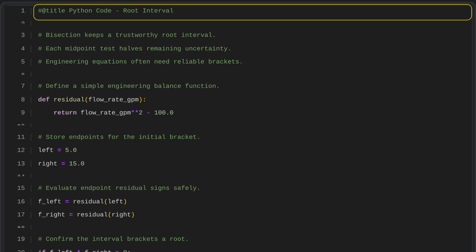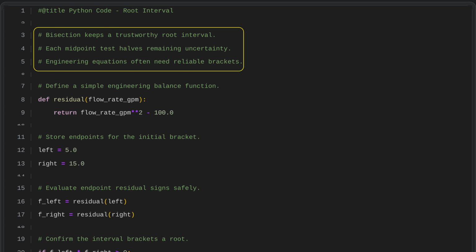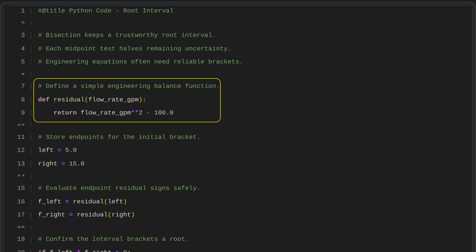Python code, root interval. The bisection method finds roots by keeping a reliable interval that contains the solution. Each midpoint test cuts the remaining uncertainty in half, making it useful for engineering equations that need dependable brackets. The residual function represents a simple engineering balance using the flow rate in gallons per minute. It squares the flow rate and subtracts 100, and the goal is to find the flow rate that makes the result equal to 0. This is a typical way to solve for a value that satisfies a balance condition.